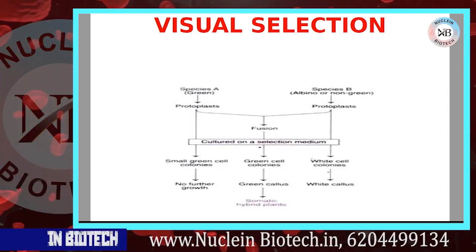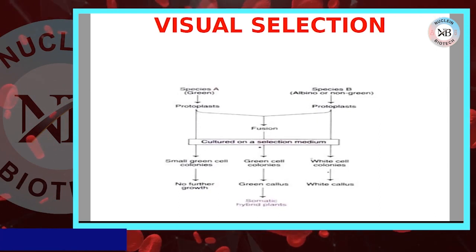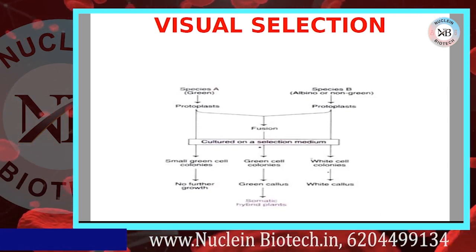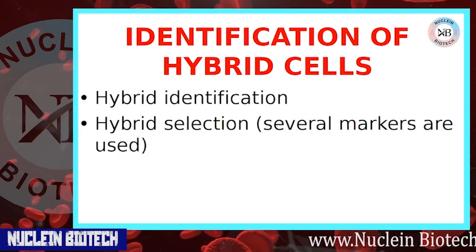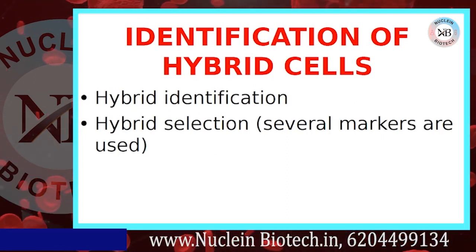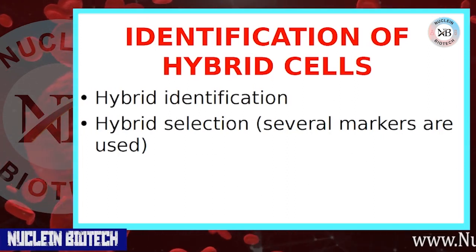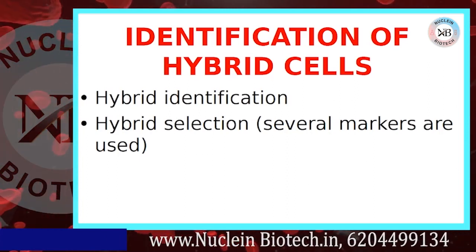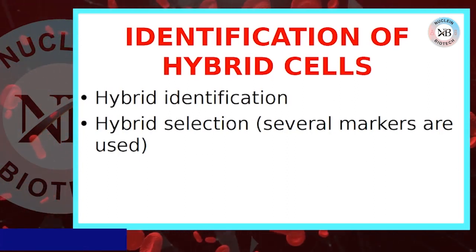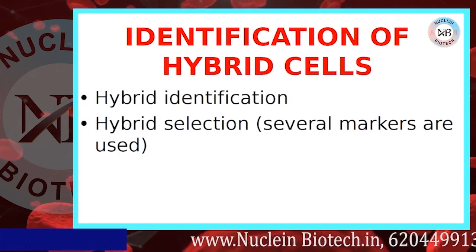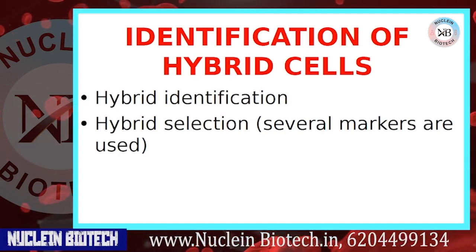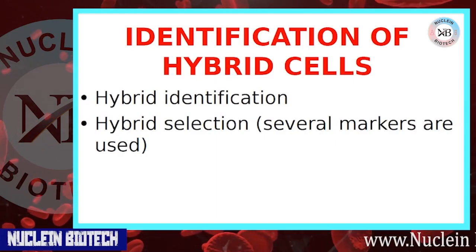Now move on to the identification of hybrid plants or hybrid cells. In this, first is hybrid identification. It is based on differences between the parental cells and hybrid cell with respect to pigmentation and cytoplasmic markers.